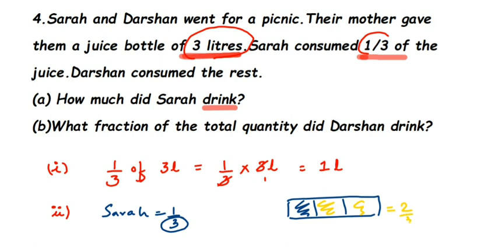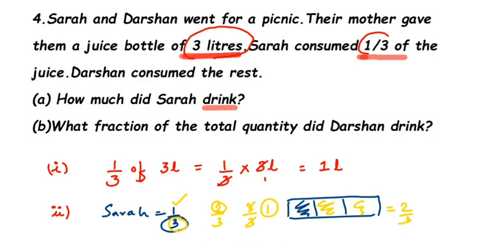That's it. So 1/3 means out of 3 parts, 1 part Sarah has consumed. The remaining will be 2/3, right? So 2 parts have been consumed by Darshan. So if you see, total will be 3/3, which is nothing but 1. So like I said before, 1 is considered as a whole fraction. The whole quantity is always considered as a 1 here. So this is an easy way of doing it. Instead of subtracting from 1, taking LCM, it's a long method. Instead of that, you can do this one.